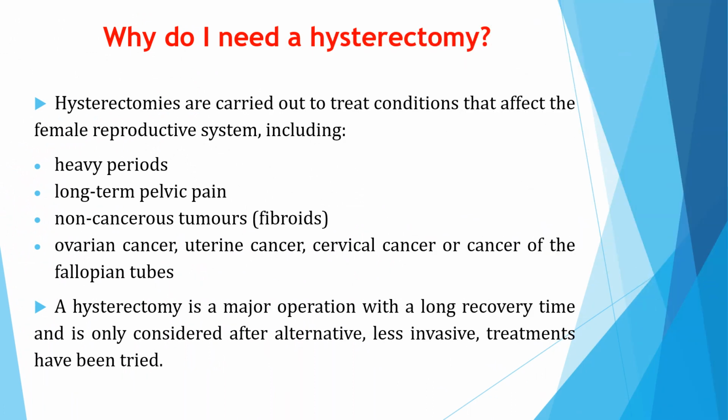So why do I need a hysterectomy? ليش نسوي عملية الهيستريكتومي؟ Hysterectomies are carried out to treat conditions that affect the female reproductive system. هي عملية لمعالجة reproductive system، عملية التكاثر الموجودة فيما يخص الفيميل. ليش؟ Including heavy period, long term pelvic pain, so اكو ألم بالبلفس أو heavy period, so non cancerous tumor, fibroids عبارة عن سير تليف بالرحم, so ovarian cancer, سرطان المبايض, uterine cancer, سرطان الرحم, cervical cancer or the cancer of the fallopian tube. قناة الفالوبيان تيوب هي التيوبات الموجودة في الرحم المرأة. So هي عملية لاستئصال الرحم.